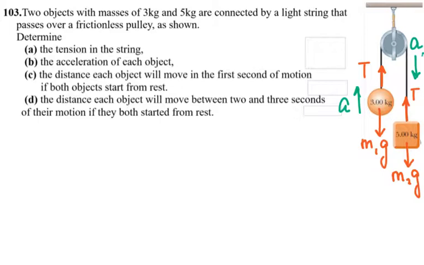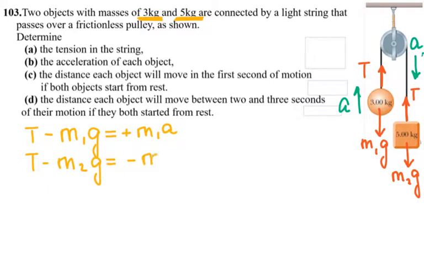Now I'm going to write the equations for both m1 and m2. So your 3 kg is m1 and your 5 kg is m2. I have the tension for the first one minus m1g is equal to positive m1a because acceleration is up. For the second one, I have the tension minus m2g equals negative m2a, because acceleration is downward.